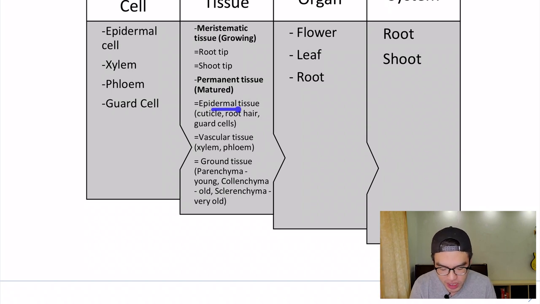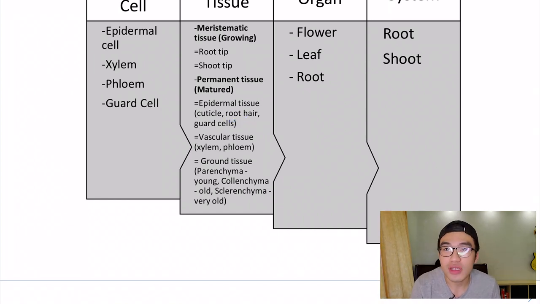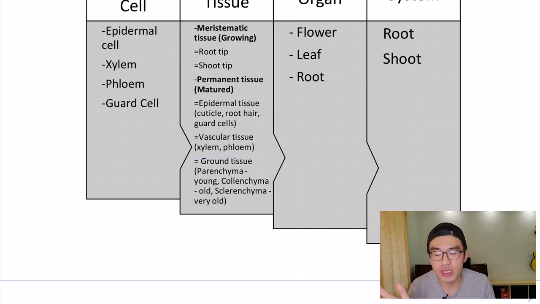Alright, so epidermal tissue, you have your cuticle, which is the waxy layer, your root hair, which is inside your root to absorb water and mineral salt, and of course your guard cells, which is to control your stomata. Vascular tissue, this is really simple, your xylem and your phloem. Xylem to absorb water, phloem to absorb sucrose and organic substance.